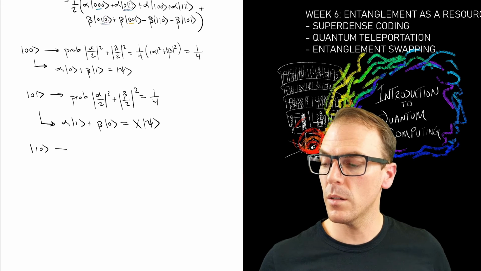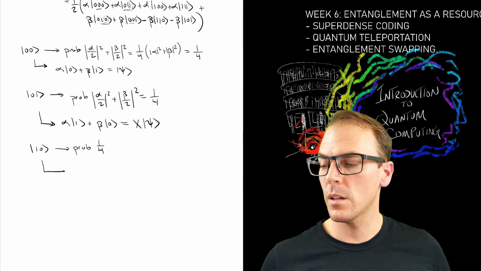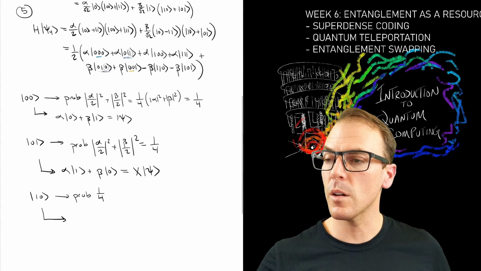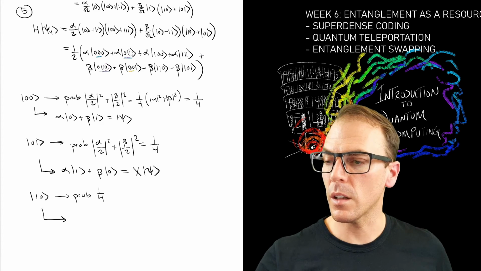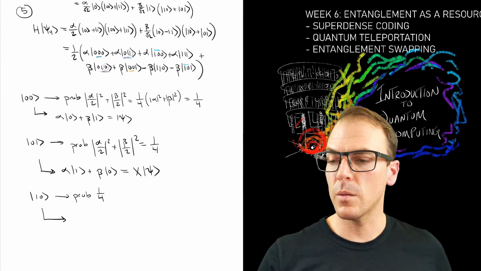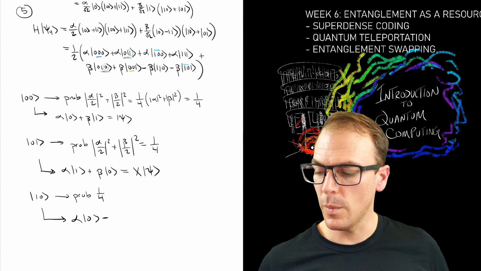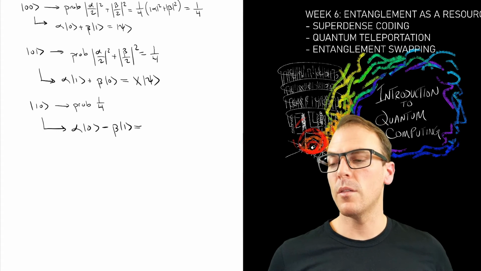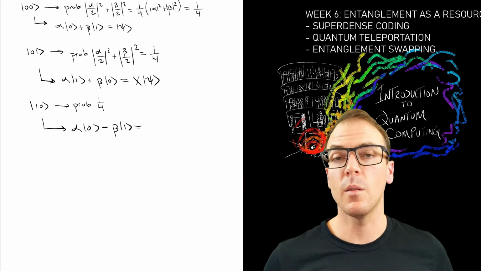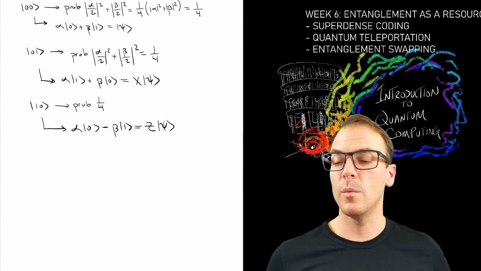How about 1, 0? Again, the probability is a quarter. Now let's find those 1, 0 cats. Let's see here. Different color. 1, 0, 1, 0, okay. And we have alpha 0 minus beta 1. Again, that's not psi. However, there's a minus 1 in front of that 1 cat, so that we recognize as a Z operator being applied to psi.